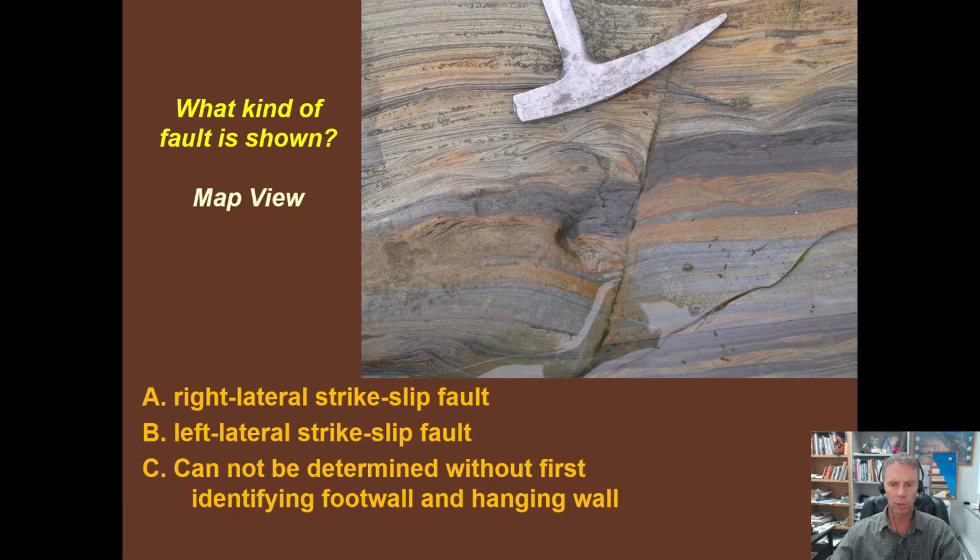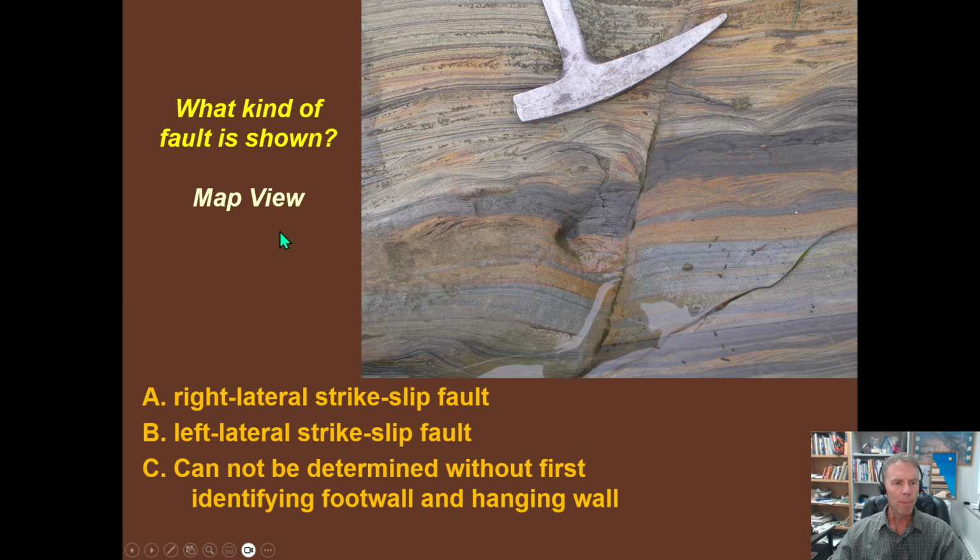Quiz question number 2. Here's the fault running right through the photo. Here's a photo I took, I think it was on the coast of Oregon, many years ago. So you can see the fault here. You are in map view. I took this photo literally looking straight down towards my feet. And so see if you can take a minute here and figure out what kind of fault this is. Go ahead and pause the video if you need to.